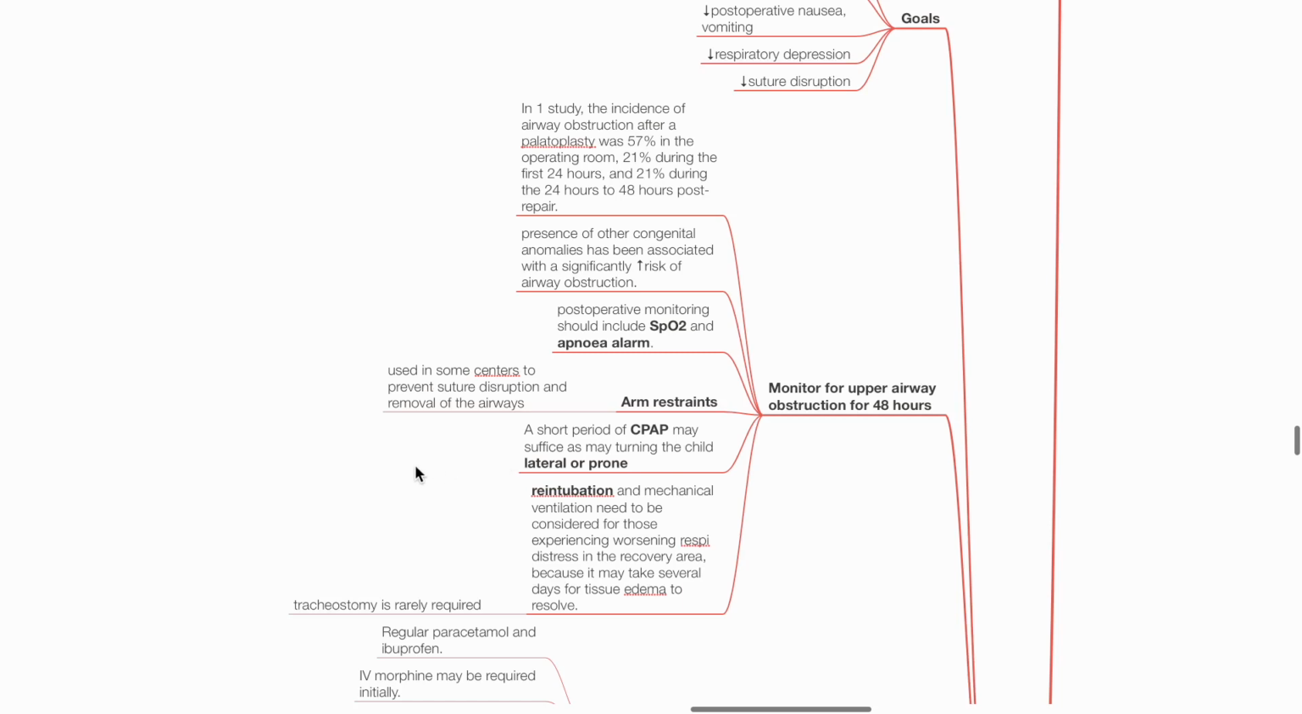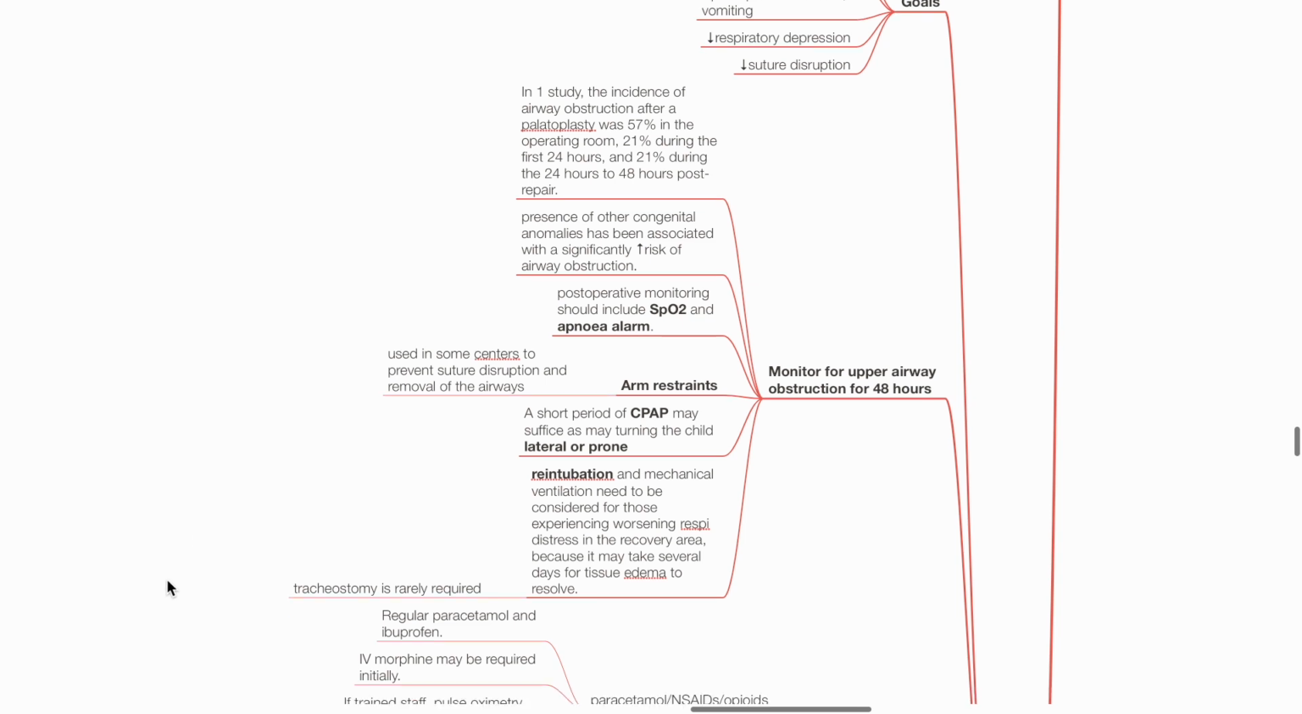Some centers use arm restraints to prevent suture disruption and removal of airways. A short period of CPAP and turning the child lateral or prone may be helpful. Consider reintubation and mechanical ventilation for those experiencing worsening respiratory distress, as it may take several days for tissue edema to resolve.